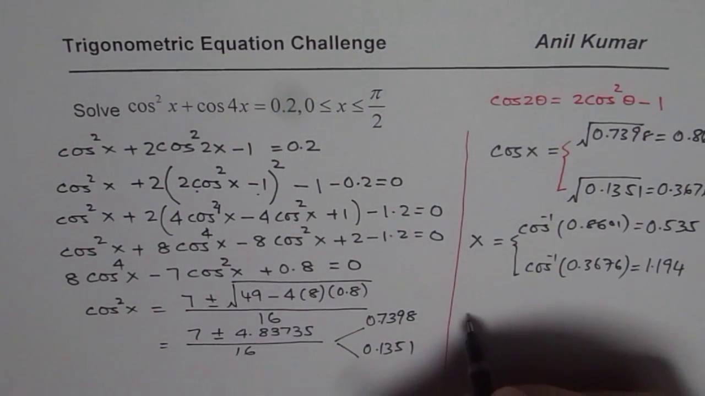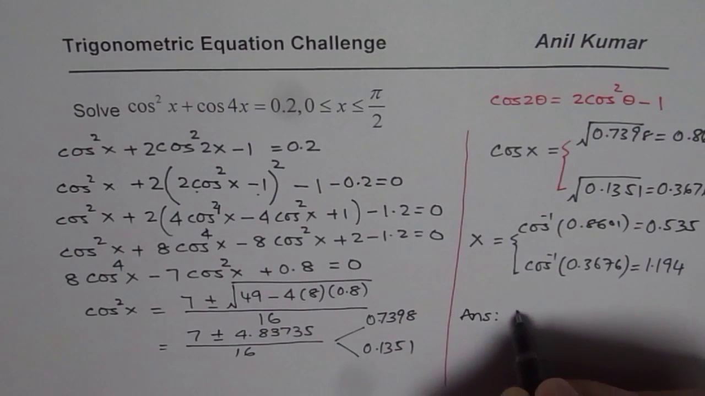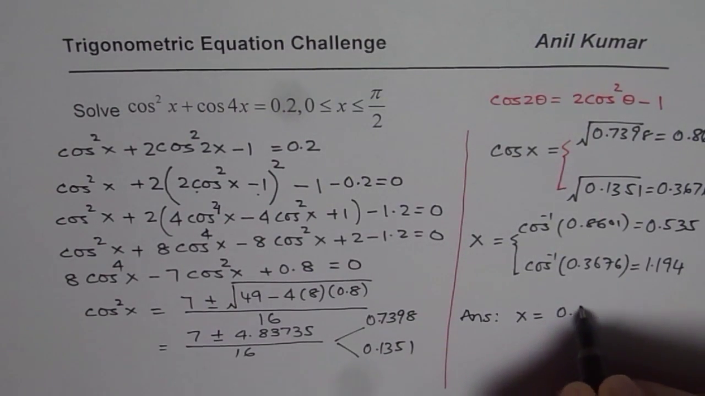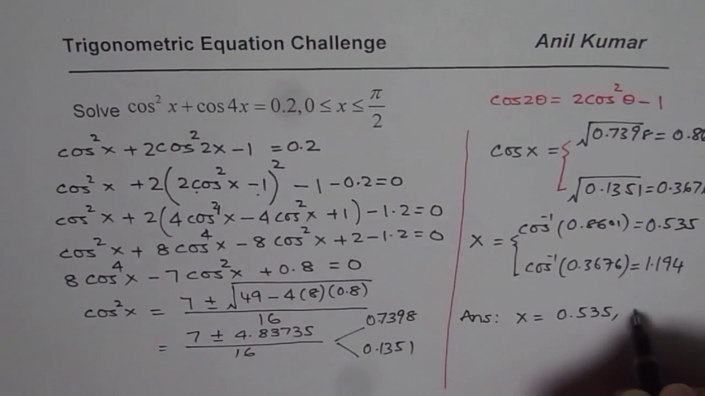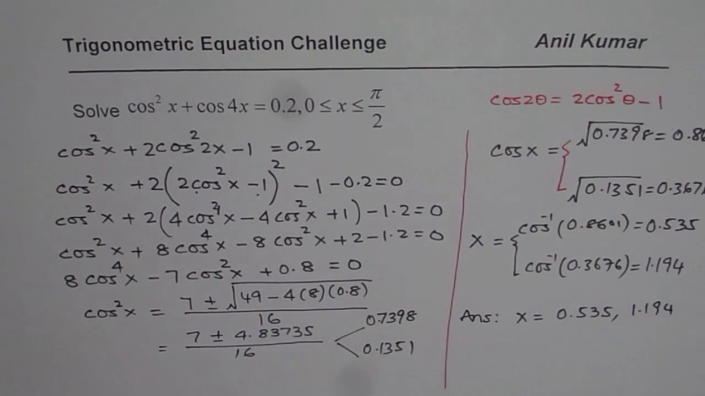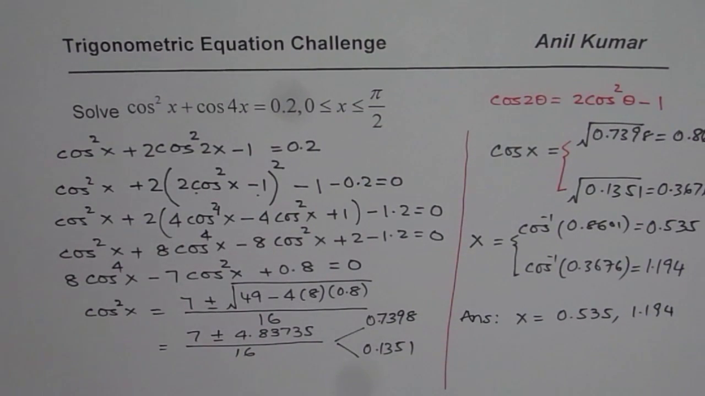So we can write down our answer, that is x equals 0.535 or 1.194, correct? So that is how we can solve this equation.